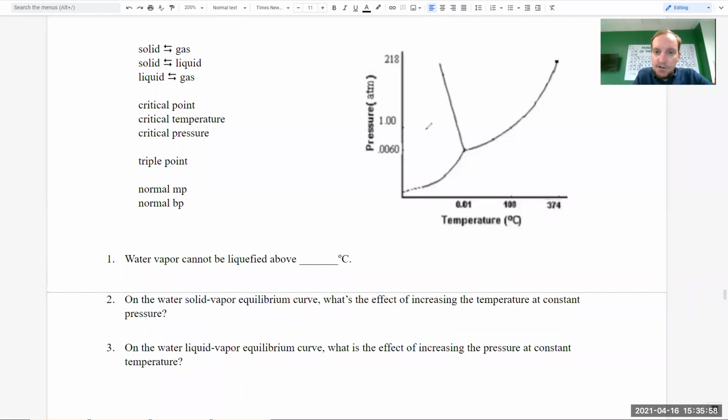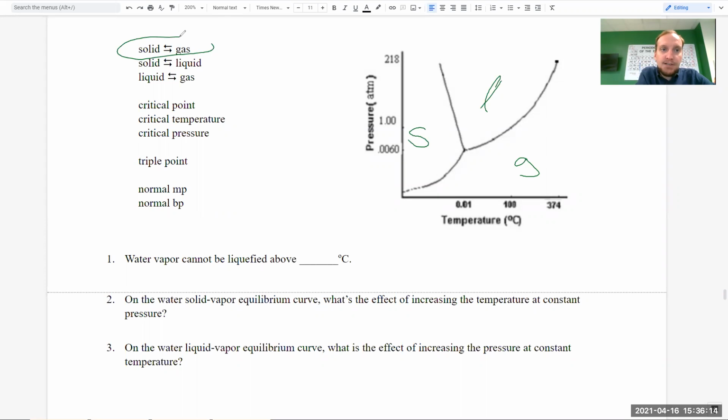Every single time, this is going to be your solid, this is going to be your liquid, and this is going to be your gas every single time. Solid, liquid, gas in that order, okay? Again, notice the temperature is still on the x-axis, pressure still on your y-axis.